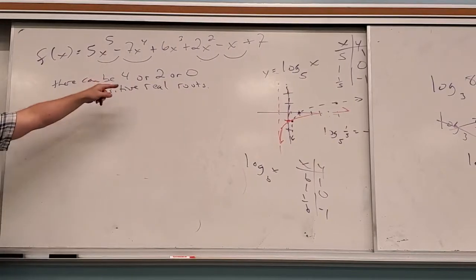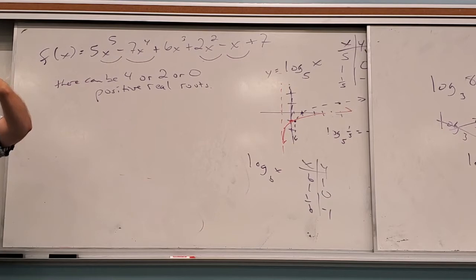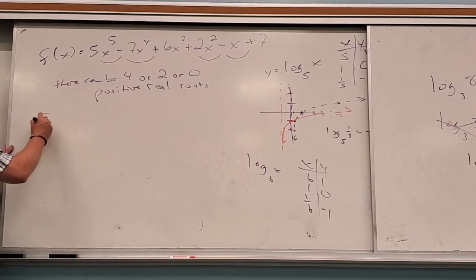Why do they go down by 2? Because if they're not real, they must be complex. And complex always shows up in pairs because of the quadratic formula, plus or minus. If that makes sense. How do I investigate the negative real roots? What do I look at?